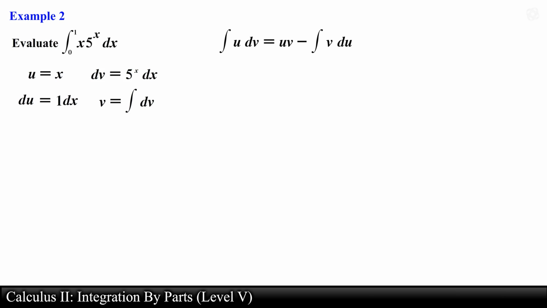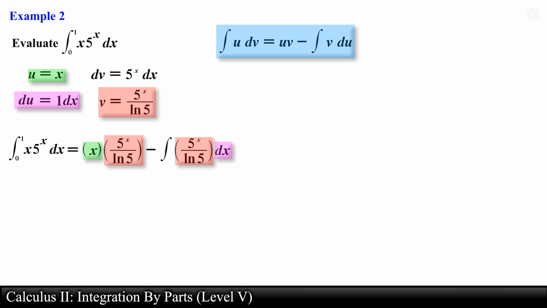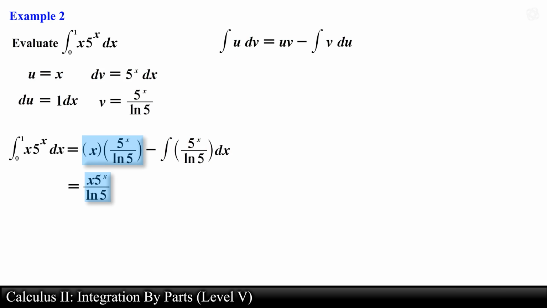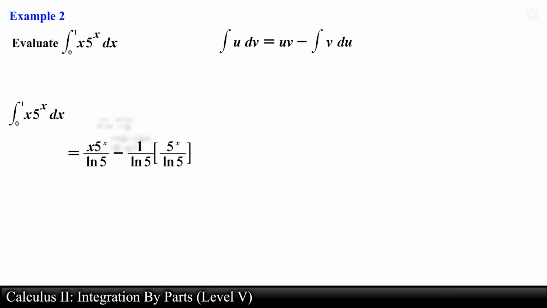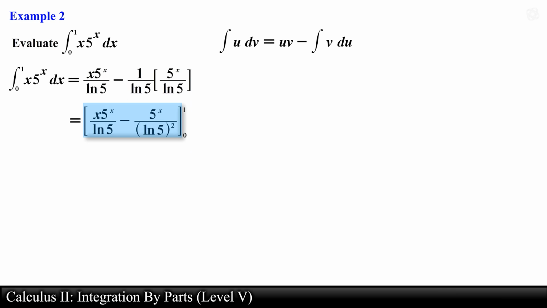Next, we take the integral of 5 to the power of x dx, and obtain 5 to the power of x over the natural log of 5. Now that we have all the required functions, we substitute them into the integration by parts formula as follows. We simplify the left term, then we factor out 1 over the natural log of 5 from the integral, and then we find yet again the integral of 5 to the power of x dx, which is equal to 5 to the power of x over the natural log of 5. Simplifying the expression, we obtain the following.